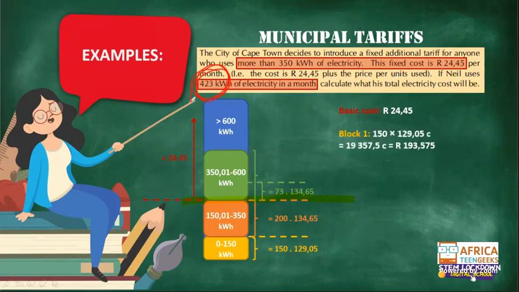So block 1, we've got 150 units times 129.05 cents, which gives us a big total of 19,357.5 cents. Now, how do we change from cents to Rand? Who can quickly tell me? If we want to change something from cents into Rands, how are we going to go about that? Well, let me ask, how many cents are there in 1 Rand? No, not 50, guys. How many cents? 100. There we go. Yes, 100 cents in 1 Rand.